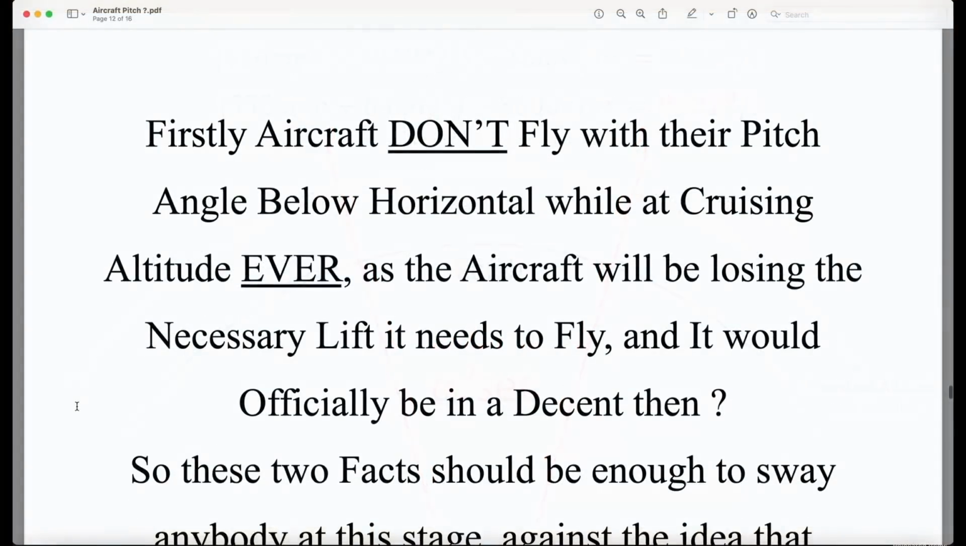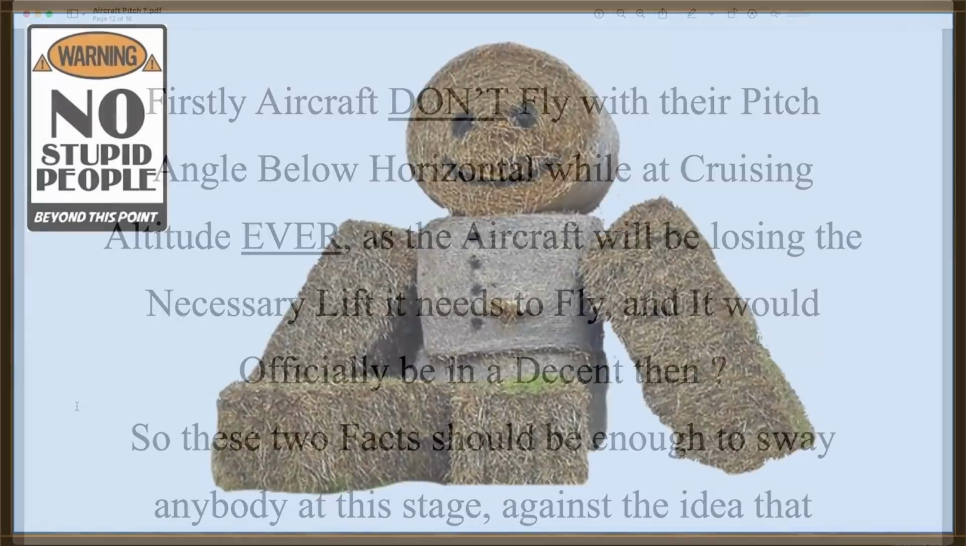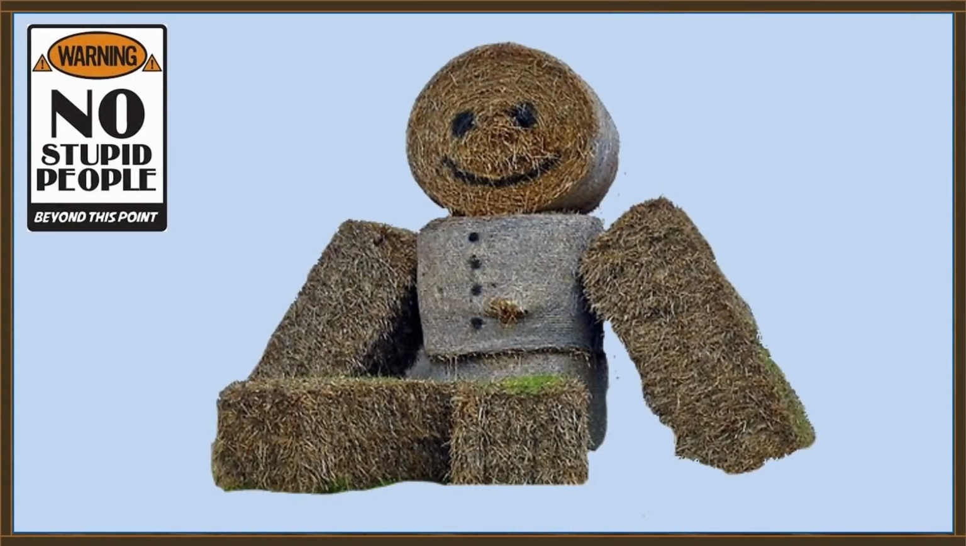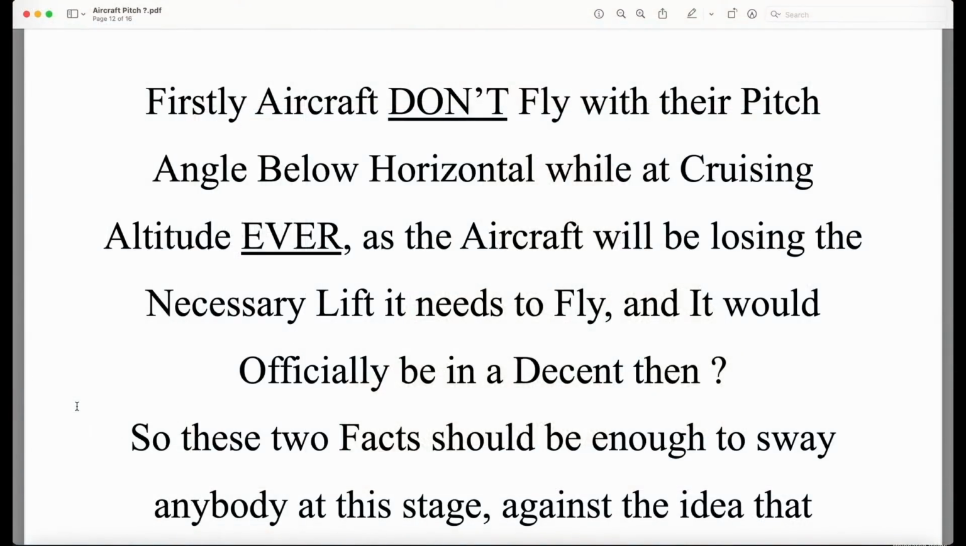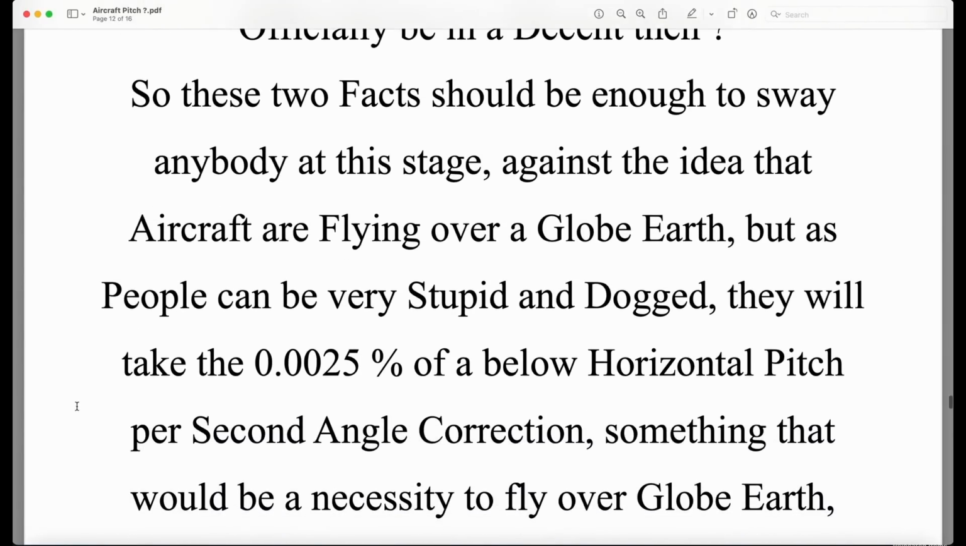Firstly, aircraft don't fly with their pitch angle below horizontal while at cruising altitude, ever. And no one claims we do, Brian. That's a straw man you've constructed. As the aircraft would be losing the necessary lift it needs to fly, and it would be officially in a descent then. So these two facts should be enough to sway anybody at this stage against the idea that aircraft are flying over a globe earth.